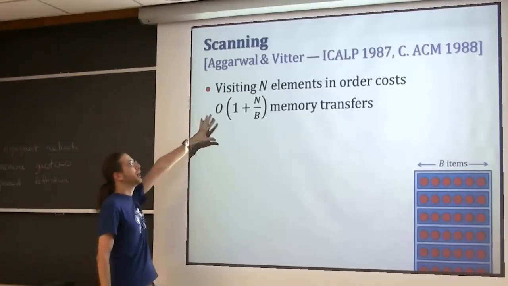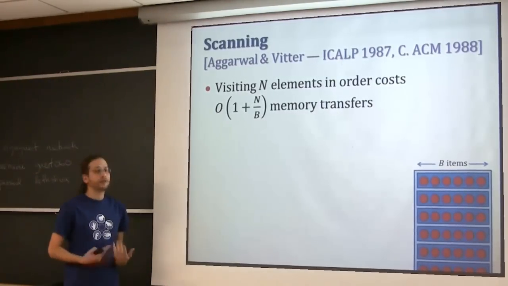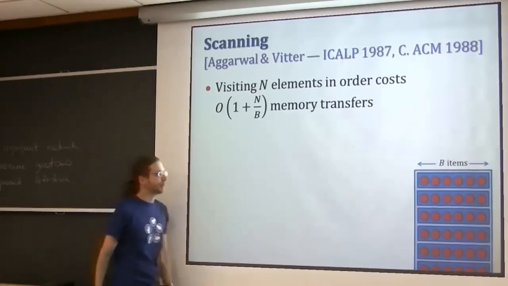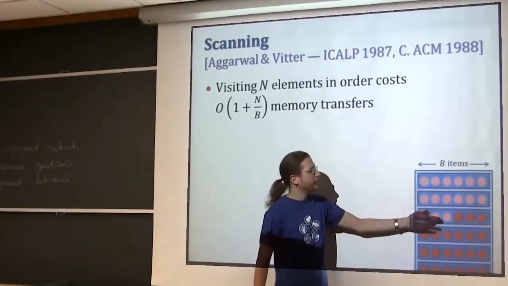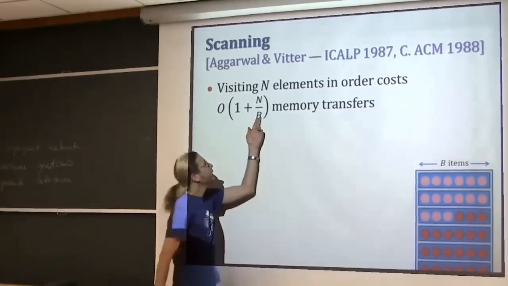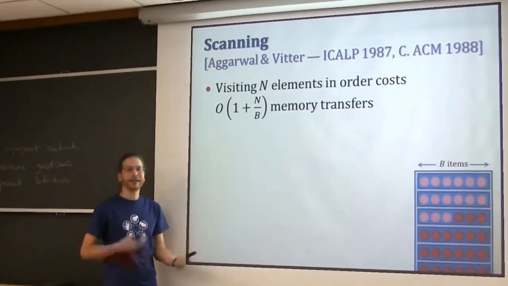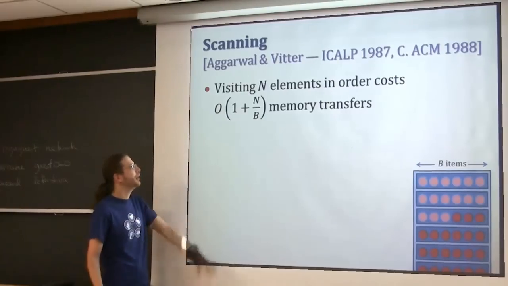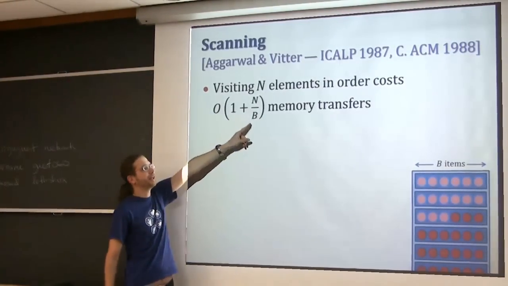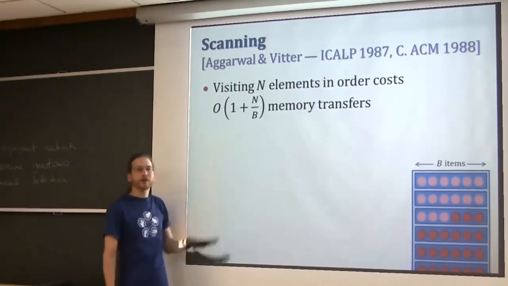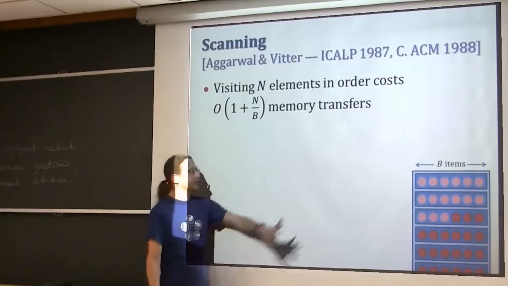A simple algorithmic technique in external memory is to scan. So here's my data. If I just want to read items in order, and stop at some point n, then that costs me order n over b memory transfers. That's optimal. I've got to read the data in. I can accumulate, add them up, multiply them together, whatever. One thing to be careful with is the +1, or you could put a ceiling on that. If n is a lot less than b, this is not a good strategy, but as long as n is at least order b, that's really efficient.